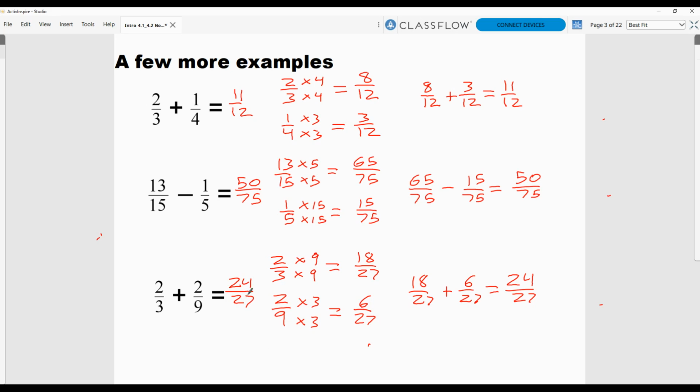Again, you could actually simplify this down, and we're going to take a look at that process in the next video. But we're going to stick with this answer for right now.